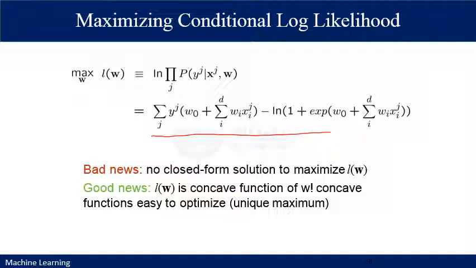But we have bad news here: we do not have any closed form solution to maximize our log likelihood function, nor can we use a direct solution. However, we have good news: our loss function is a concave function of the weights, and concave functions are easy to optimize.